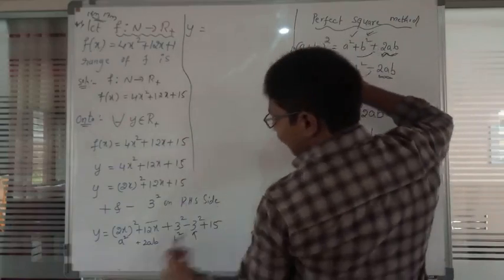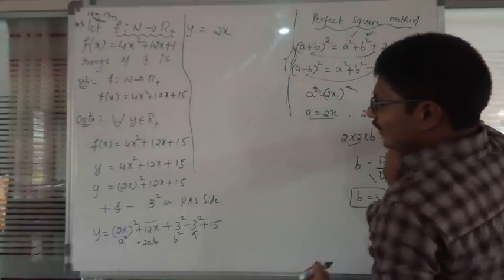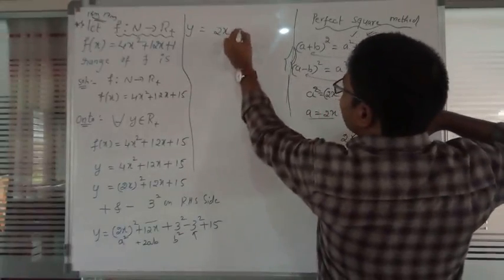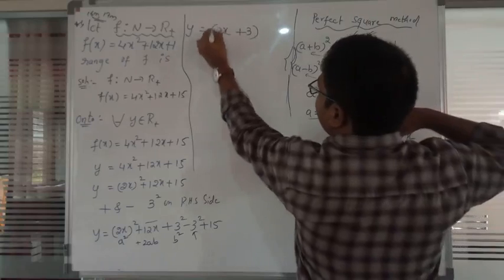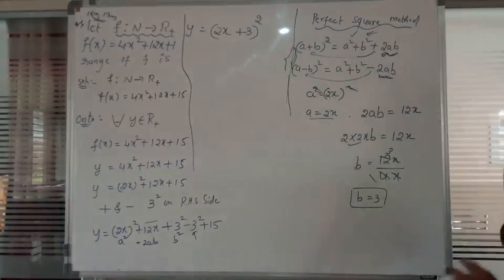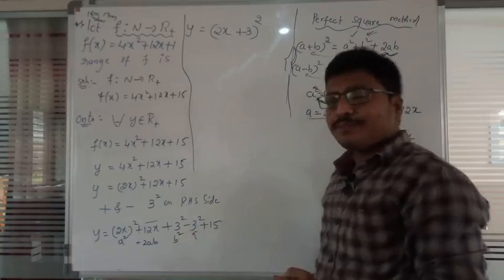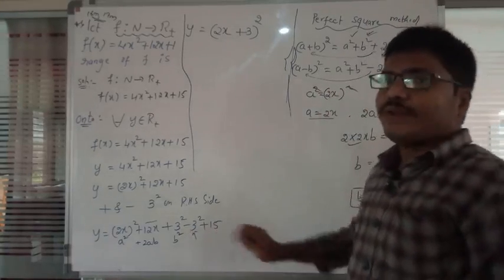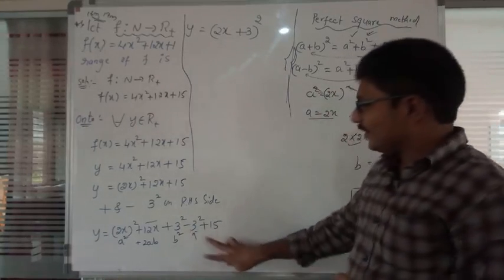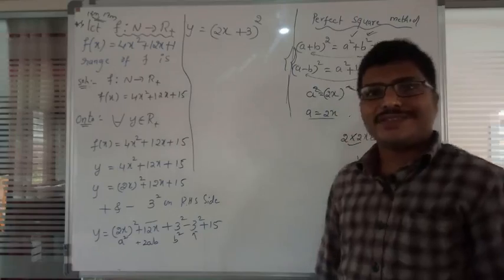Okay. What is a? It means 2x. And what is b? It means 3, so (2x plus 3) whole square. And what about the remaining elements that are operated? 15 minus 9, 15 is the biggest number, its sign is plus. Plus 15 minus 9 means plus 6.